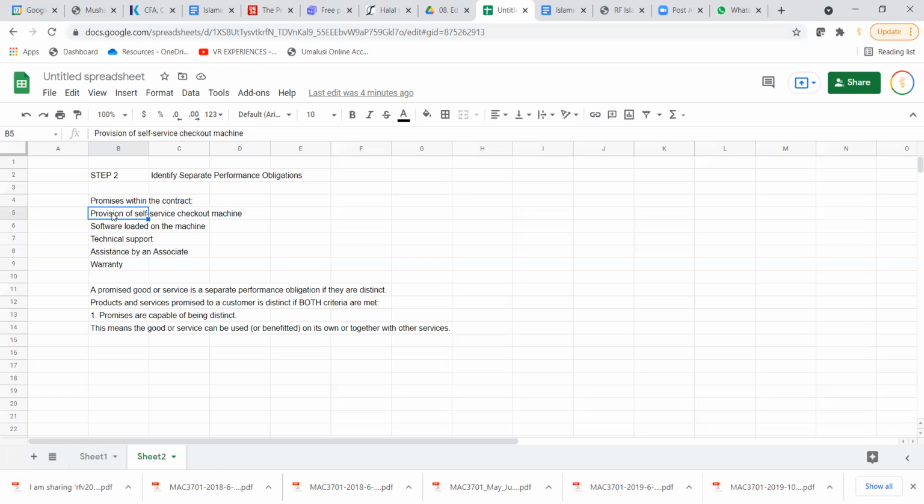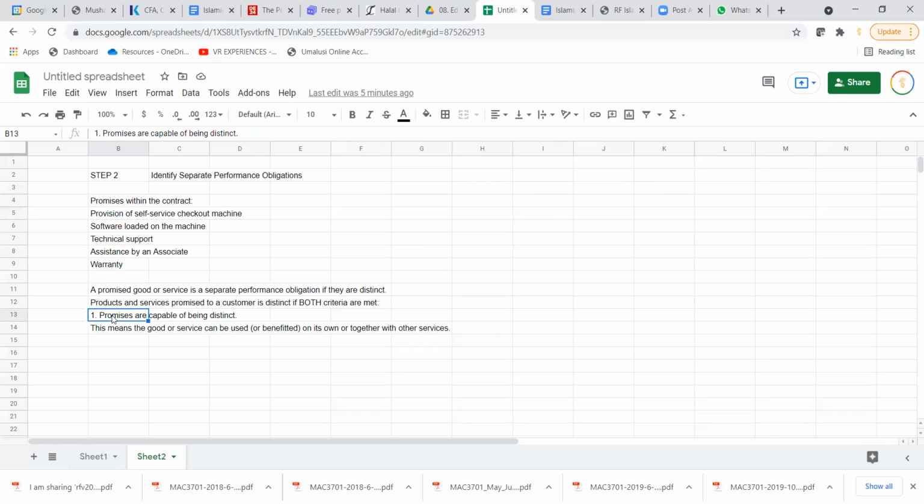Although the machine can only operate with the software, the fact of the matter is I can buy the software elsewhere. I can go and buy the software from a foreign company, and that means the machine is capable of being distinct. And the fact that the software is sold separately means it is capable of being distinct. So that's important to take note.